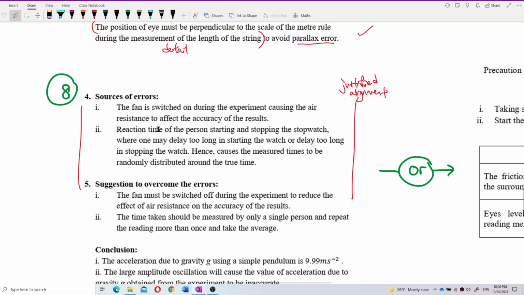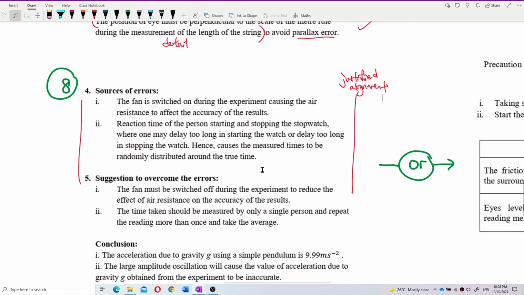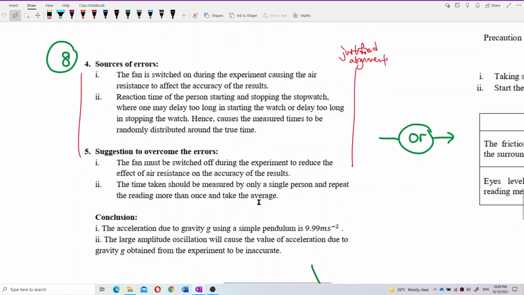Another one, reaction time of the person starting and stopping the stopwatch. Delay too long causes the measured time to be randomly distributed around the true time. So the time should be measured by only a single person, and repeat the reading more than once to take the average value. See that? Repeat and take the average value.